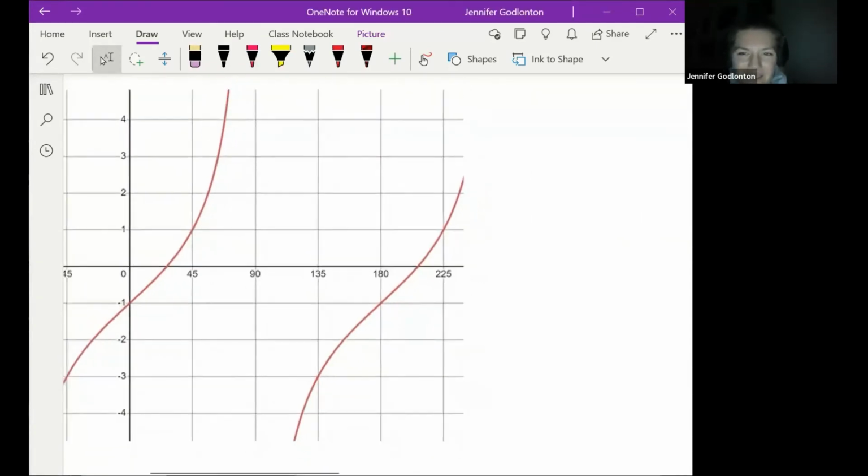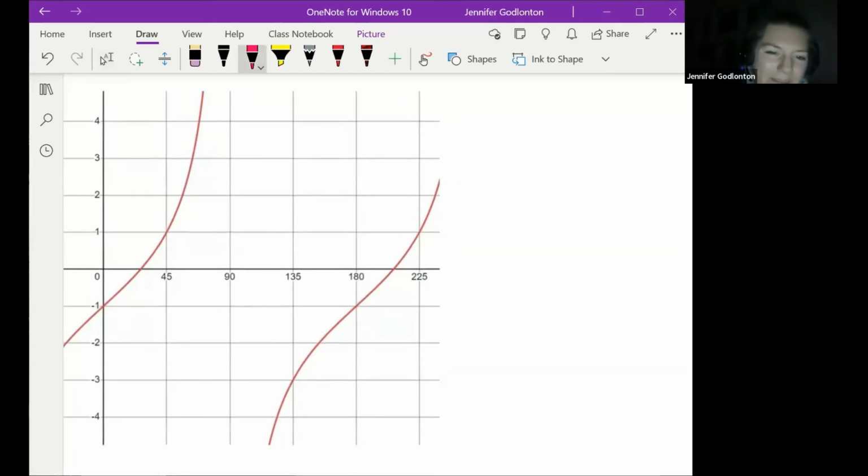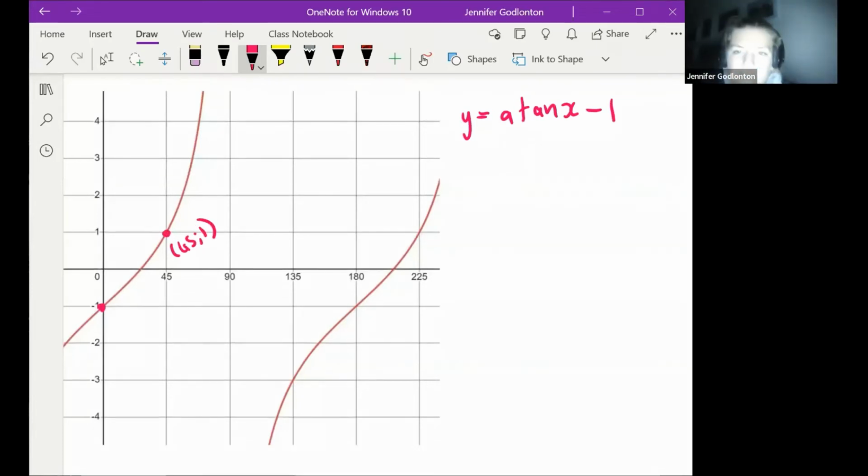First, I put in my q value, which is -1. Beautiful. So y is equal to a tan x minus 1. Correct. And then the coordinates that I used to substitute, I used 1 and 45. 45 and 1. Nice. So my y value is 1, equals a tan 45 minus 1.